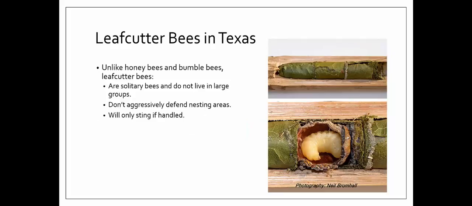Unlike honeybees and bumblebees, leafcutter bees are solitary insects and do not live in large groups. They also do not aggressively defend their nests and will only sting if handled.